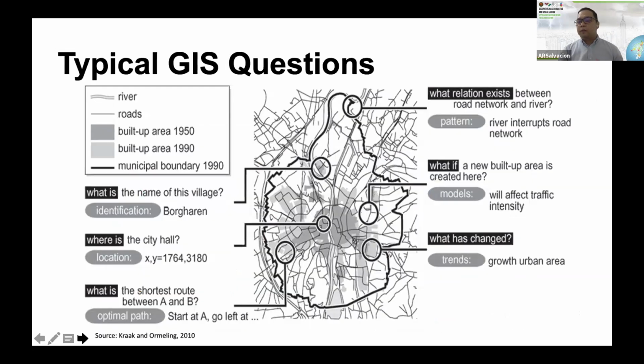Next. These are the typical questions that GIS could answer. I believe most of you are already using, even if you're not aware, your Waze and your Google Maps. All these technologies, even Facebook, use GIS in their everyday operation. So these are the typical questions you could answer in GIS. What is the name of the village? Where is it? What is going to happen if you change something? So you could also do scenario analysis.